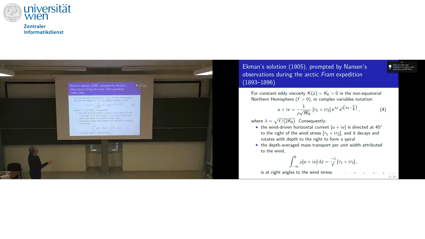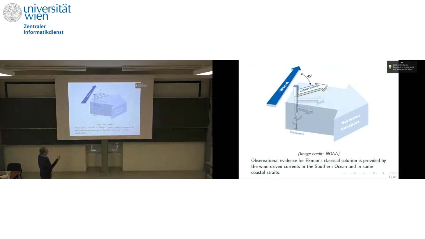You see that the current decays exponentially with depth, and it rotates, because of this. So it's a spiral. The surface current is at 45 degrees to the wind direction, which is a steady wind. Then, because of the e to the i term, it will decay and rotate in this direction.